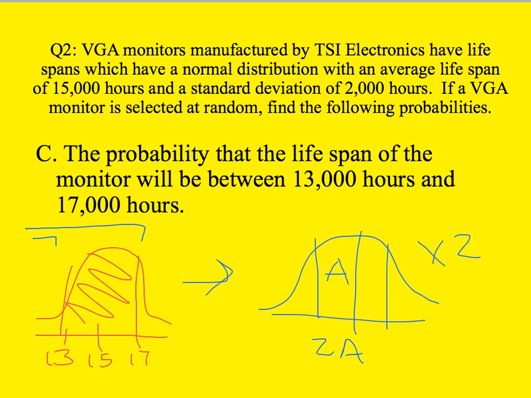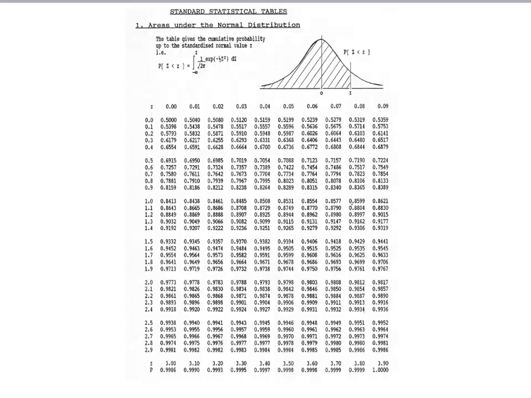Okay? So I'm actually going to need a paper this time. So remember, we have 2,000 standard deviation, 15,000 mean, 13,000, 17,000. So I have a mu of 15. I have a sigma of 2. I have an x1 of 13. I have an x2 of 17.